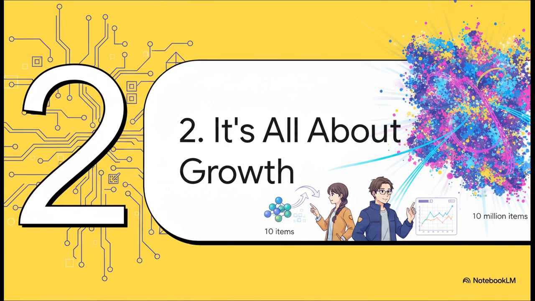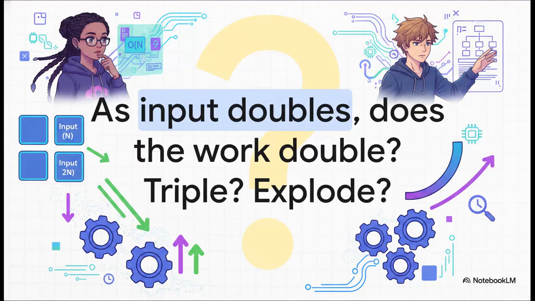See, nobody really cares if your code can sort 10 items. That's easy. The real question is, what happens when it has to sort 10 million items? If you're building a social media feed or a search engine, you have to know, does my code scale gracefully or does it just grind to a halt? That's the real test.